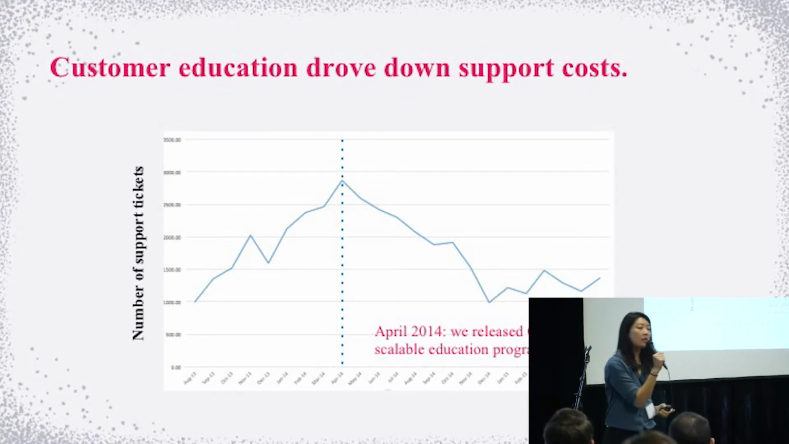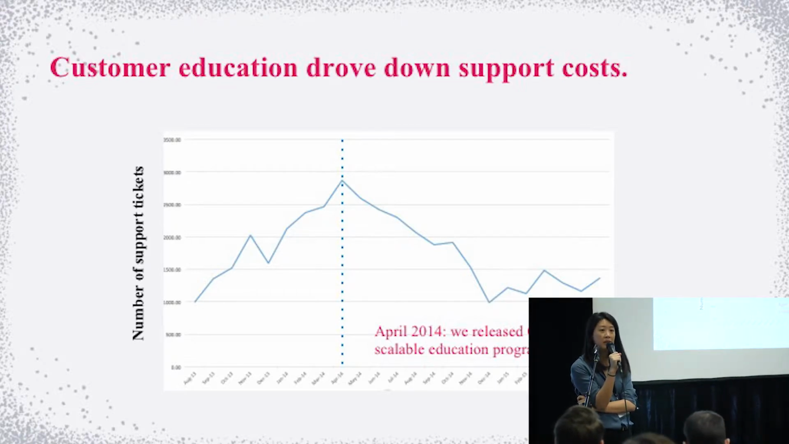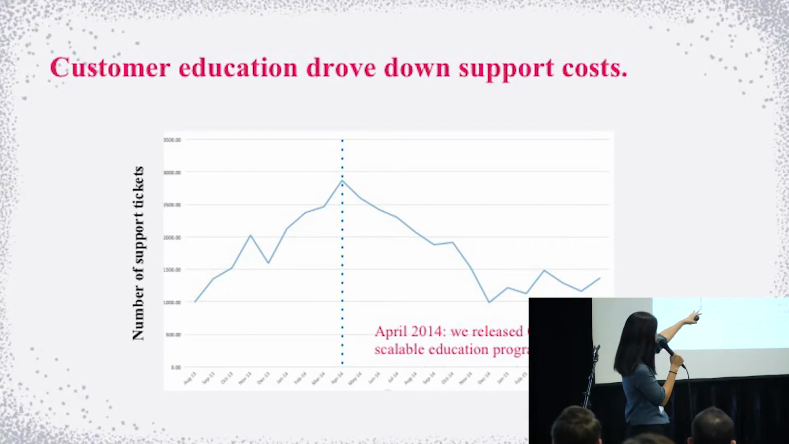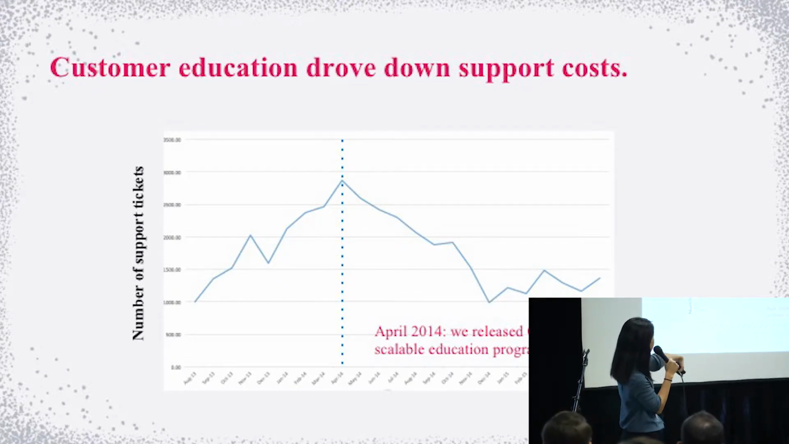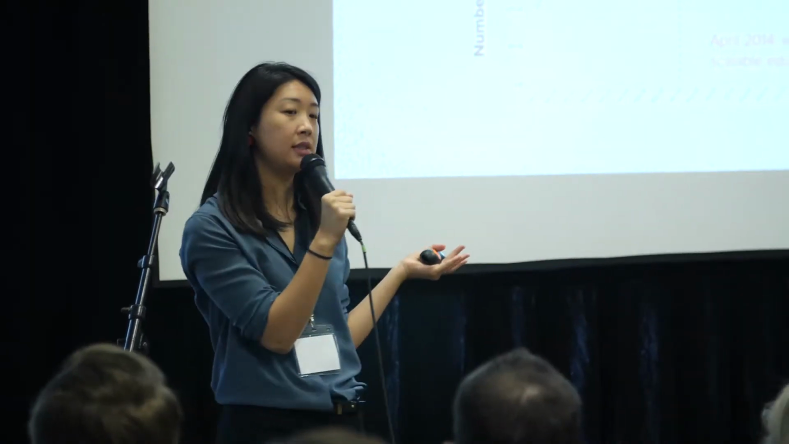Optiverse drove down our support costs, right? This is a metric that our COO, who is formerly our CFO, really, really loves. What you see here is the rising number of support tickets in our system as our customer base and our product grew. And then that vertical line there is in April 2014 when we released the Optiverse, which was a self-serve service, which many people still ask us about.